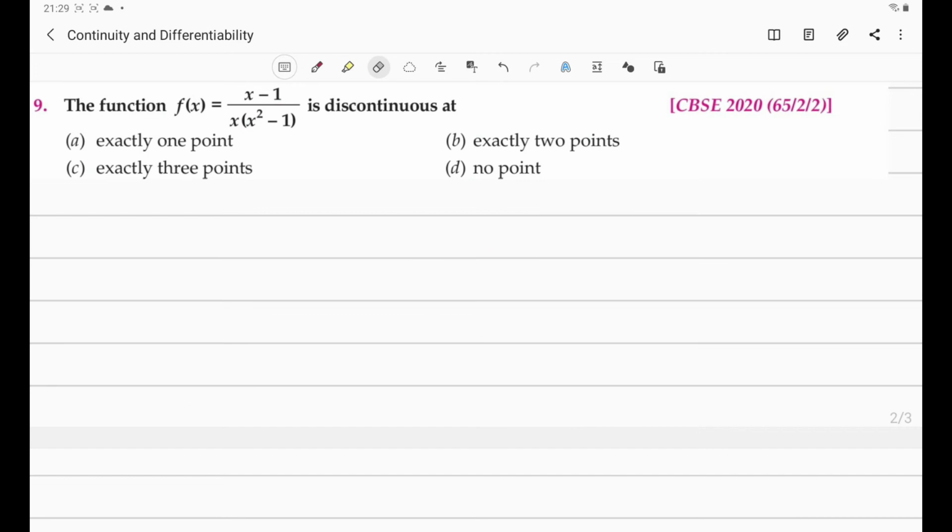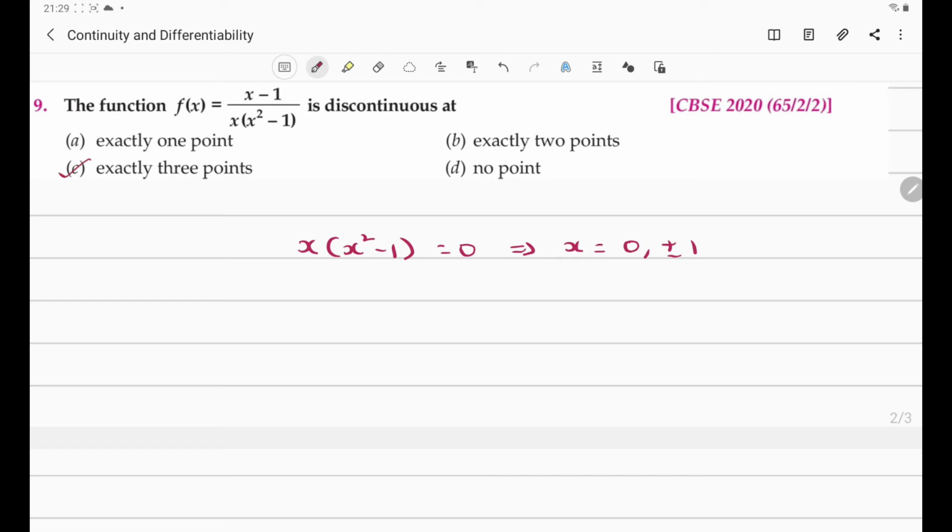Question number 9. The function f of x is equal to x minus 1 by x into x square minus 1 is discontinuous at. We know that the function is discontinuous at the point where it is not defined. So, here we observe that this function is not defined when the denominator is equal to 0. So, let us find out when is the denominator 0. So, x into x square minus 1 is equal to 0 implies x is equal to 0 or plus or minus 1. So, which means that this function is discontinuous at exactly 3 points. So, option C is the correct choice.